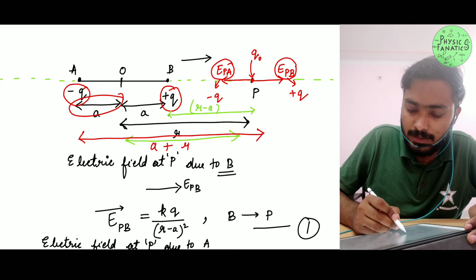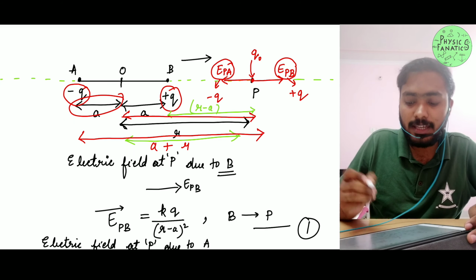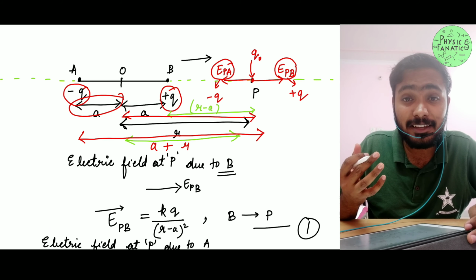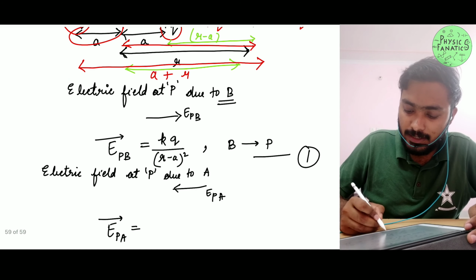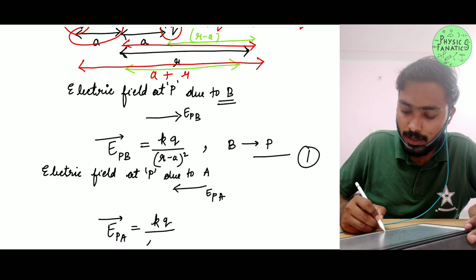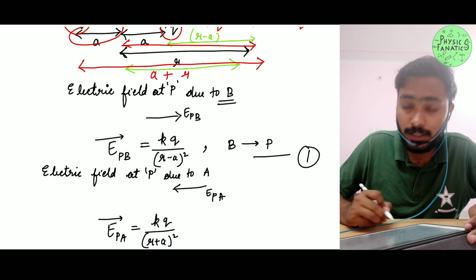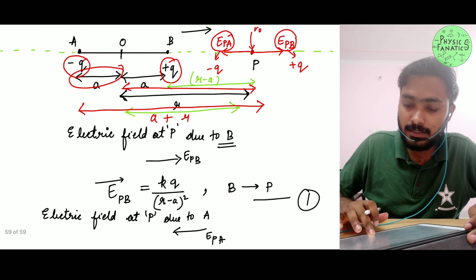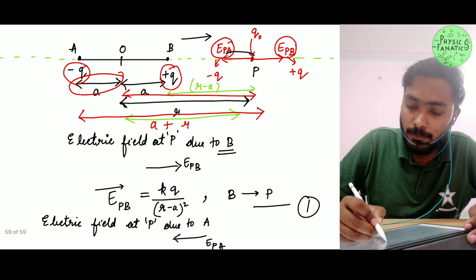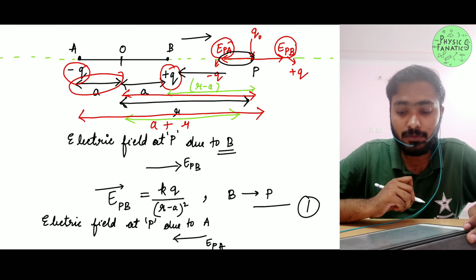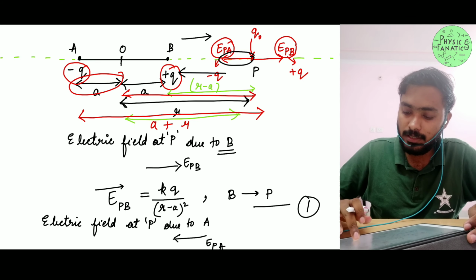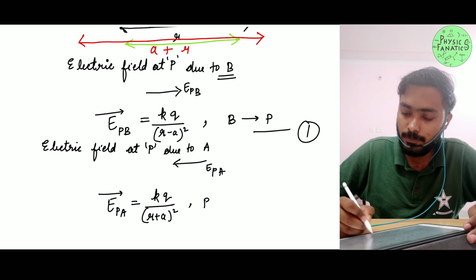This is A and this distance is R. So can I say R plus A? I hope that is understandable. So I can write kq upon (R plus A) whole square. Okay, what is the direction? The direction is from P to A. I hope everybody is agreeing with me, right? I can write from P to A as my direction, and this is my equation number 2.